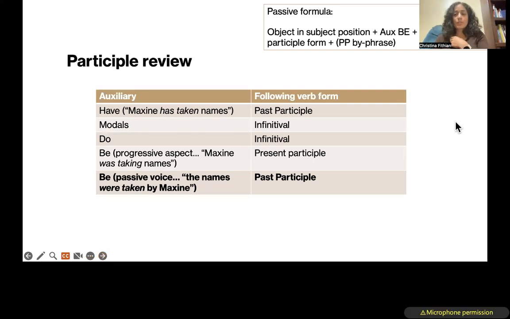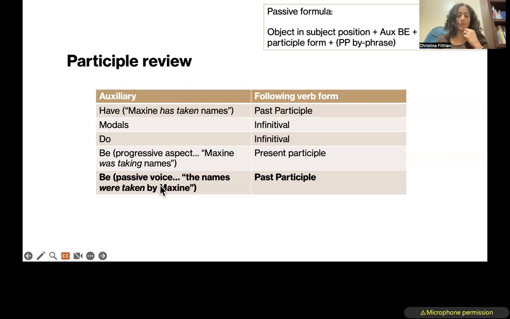So if you were looking at the formula for passive, you may have noticed there's an auxiliary be in this construction. And usually when we see auxiliary be, we know that any verb that comes after it is usually in the present participle form, not the past participle form as we see here. And this is where we need to introduce a new auxiliary be. So if we're reviewing our participles, we've seen that when you have auxiliary have, the following verb form is past participle. Modals and do, the following verb form is infinitival. And then we've seen be for progressive aspect, as in Maxine was taking names. Now in this case, we have auxiliary be, and then the next verb following it has that -ing present participle form. That's what we would expect.